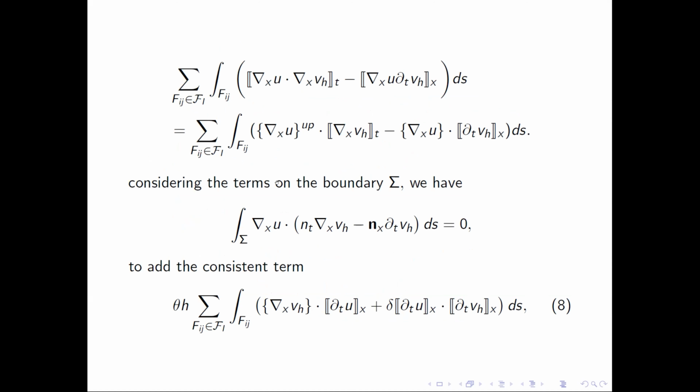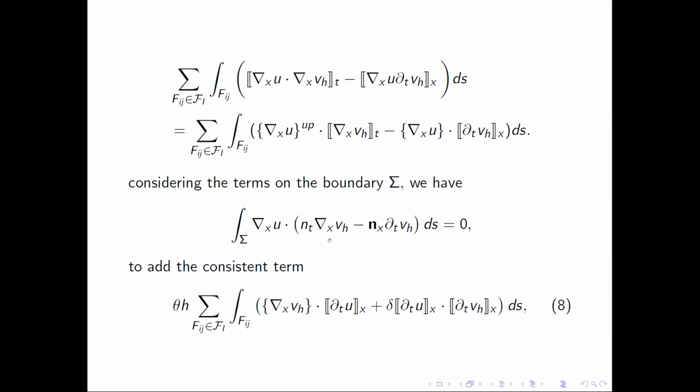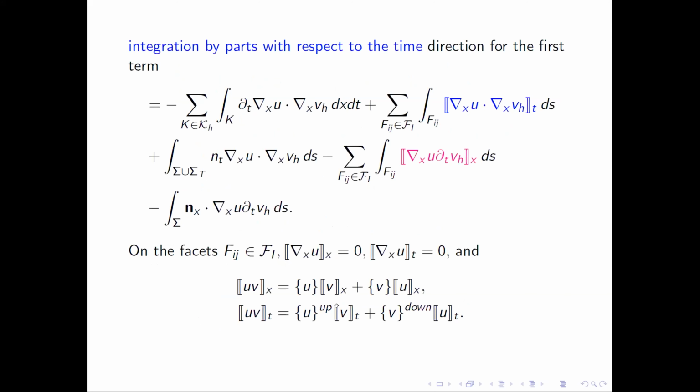If you expand it, some of the terms go to zero because of the usual idea that the jump in space, this jump in the spatial derivatives, is zero, and also the time derivatives are zero. So this is well known. Then some of the terms on the boundary also become zero, because the spatial derivative of u multiplied by this term here gives us zero. So we have a lot of the terms going to zero.